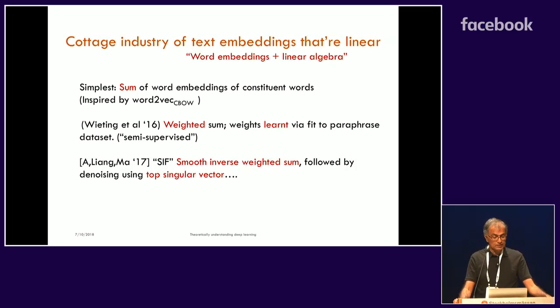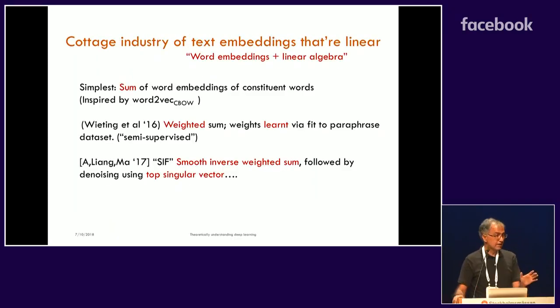Then there's a very nice paper, Wieting et al., which uses a weighted sum. And what weights do you assign to the words? Well, you learn them via some fit-to-paraphrase data set. You take a large data set which tells you these pairs of sentences are similar, these are not similar, and using that you train some weights. Then there's a paper of ours from last year, the SIF model, smooth inverse frequency weights, which is a weighted sum that is completely unsupervised, handcrafted. It also uses denoising using the top singular vector, which I won't describe now.